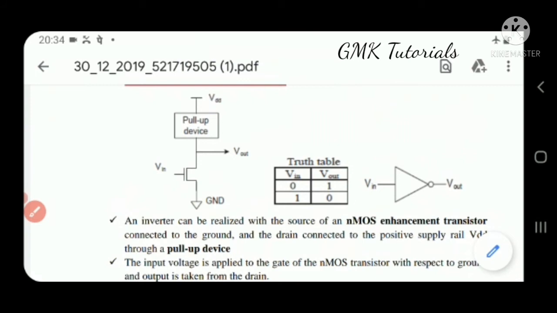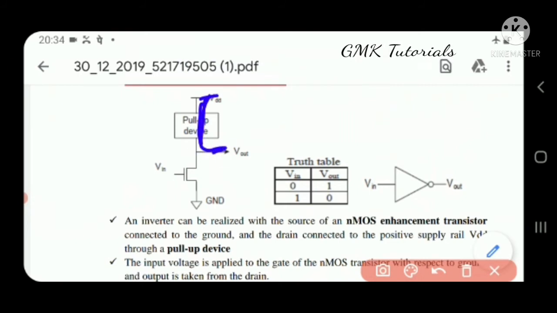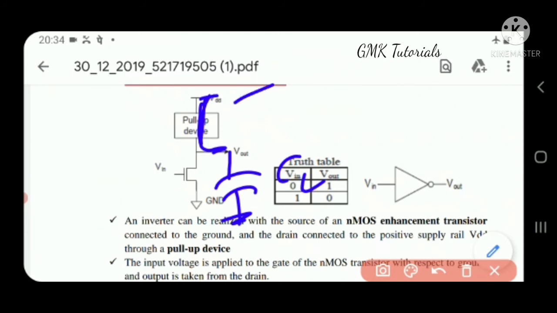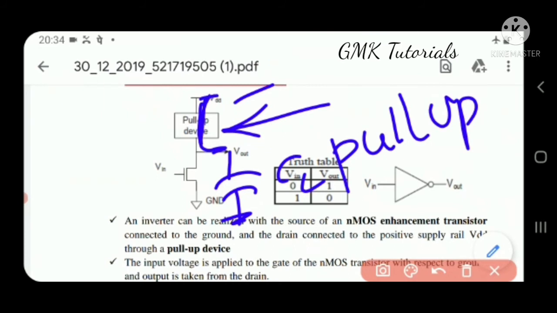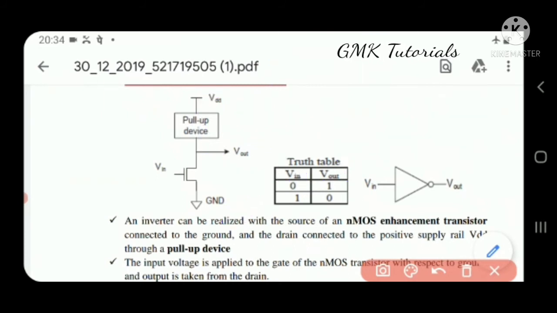So why do we call this a pull up device? The pull up device is responsible for charging the capacitance, so the capacitor is charged to the maximum value. That is why it is called a pull up device. When this transistor acts as a short circuit, VDD is directly connected to this point, and the capacitor charges to the maximum value through this device. That's why it is called a pull up device. Is it clear to everyone up to now?